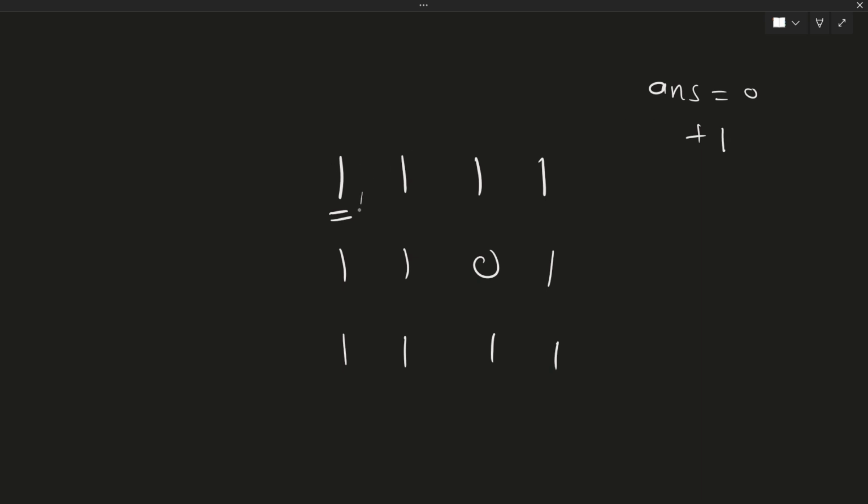So now let's say we consider this example. Here it is 1 1 1 1, then 1 1 0 1, then maybe 1 1 1 and 1. Now what we can do is, for every cell we can check how many squares can be formed starting from this particular cell. So let's say the number at this position is 1. By default we will increment our answer by 1 because this is always a square of length 1.